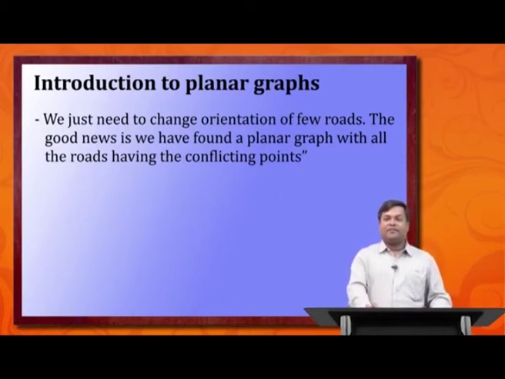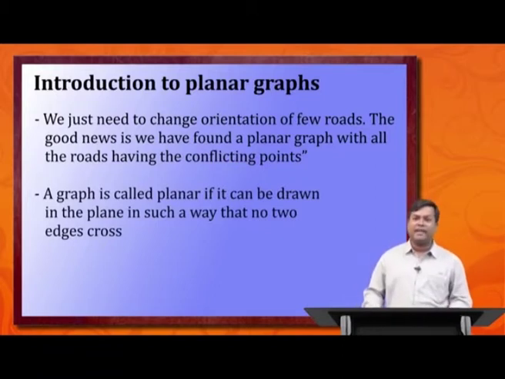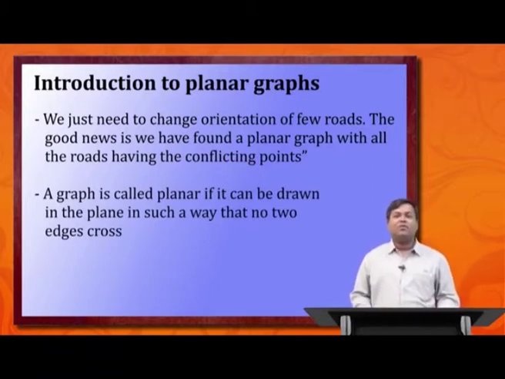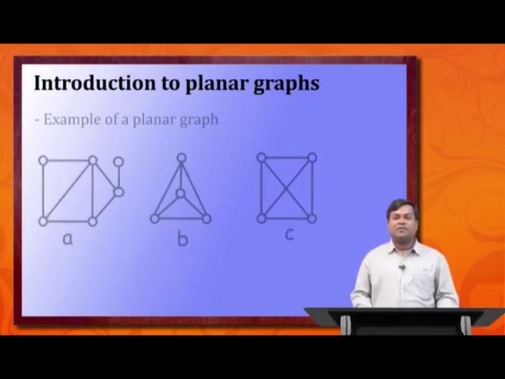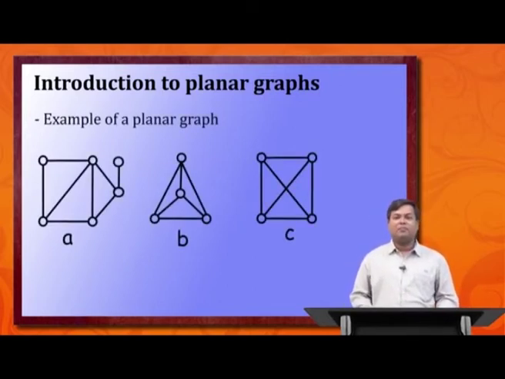So let's define the planar graph first. A graph is called planar if it can be drawn in the plane in such a way that no two edges cross. We have given 3 different examples of planar graphs. The first one, obviously there is no edge crossing in graph A, so it is planar. Again in graph B also there is no edge crossing, so that is again a planar graph. Interestingly, graph C has some edge crossing; at first look the diagonal edges cross.